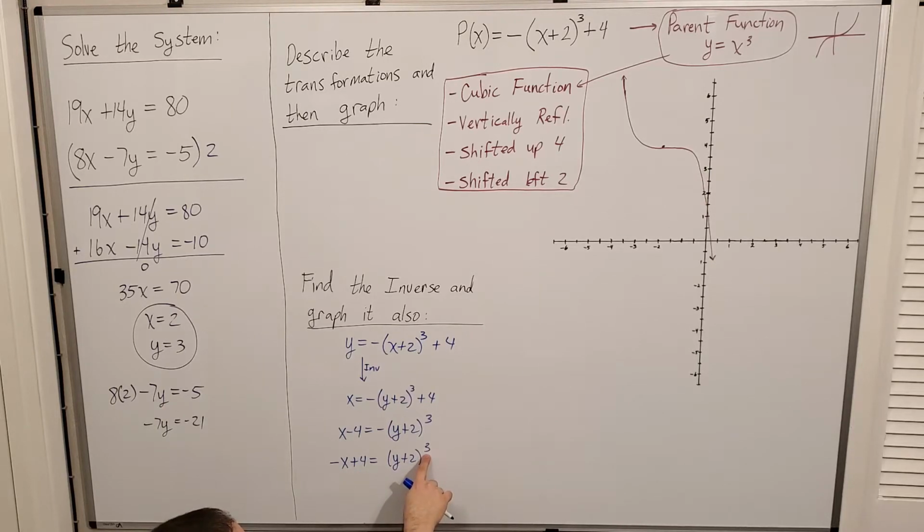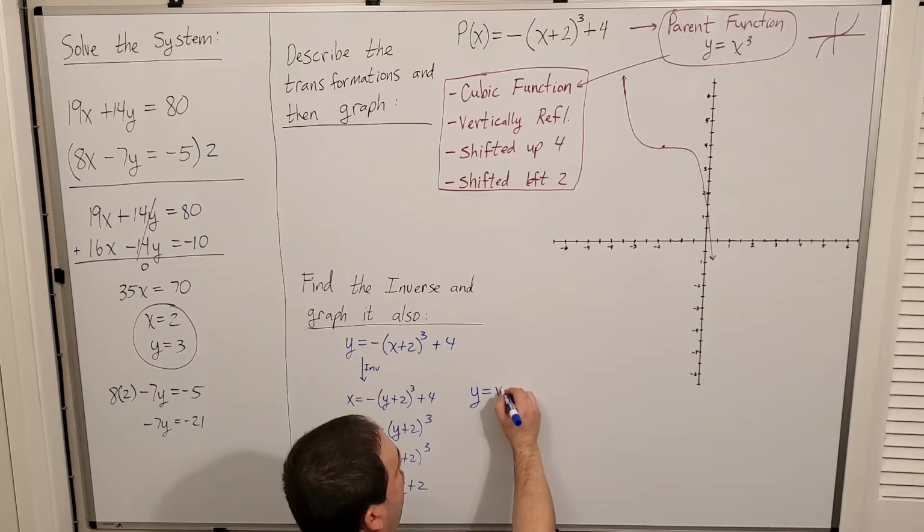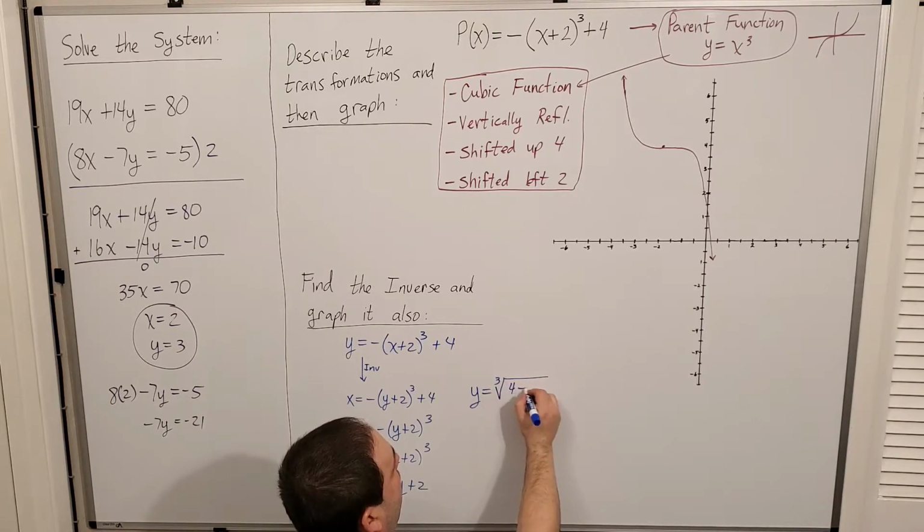Okay, the opposite of the cube power is the cube root. So I'm going to be doing the cube root, and I'm going to write this as 4 minus x. That's just a personal preference there. It's just easier for me to write as 4 minus x. You could still write negative x plus 4 if you'd like. Okay, and then in the last step, I'm going to want to subtract 2. Okay, so I'm getting here that y is equal to the cube root of 4 minus x.